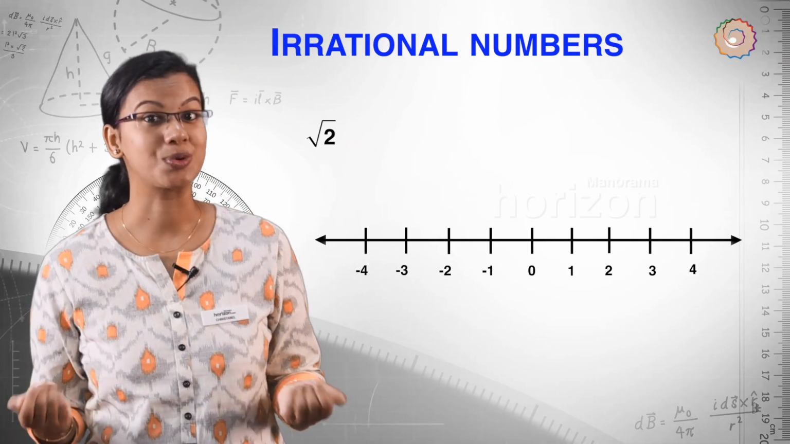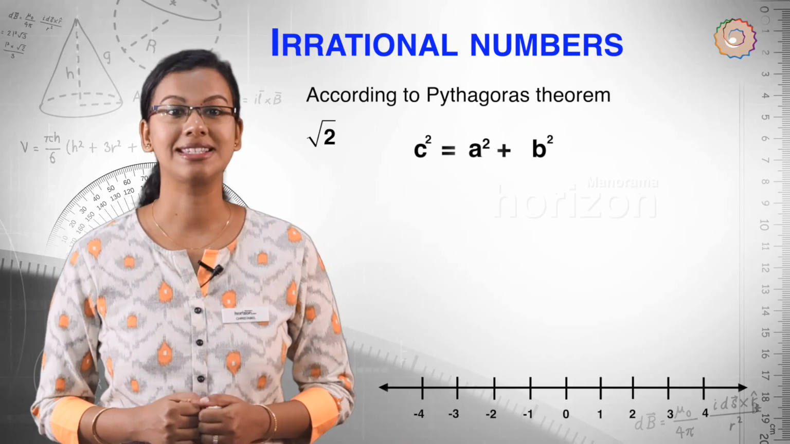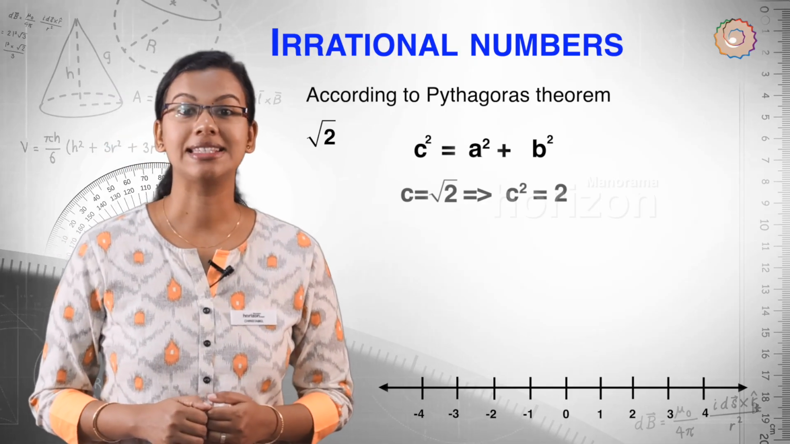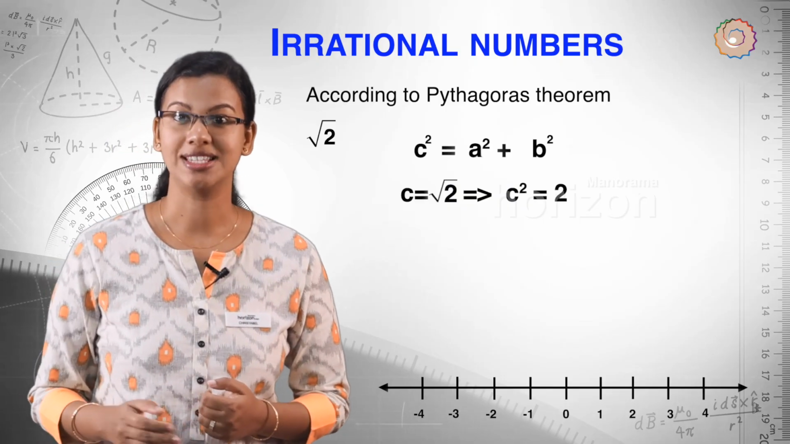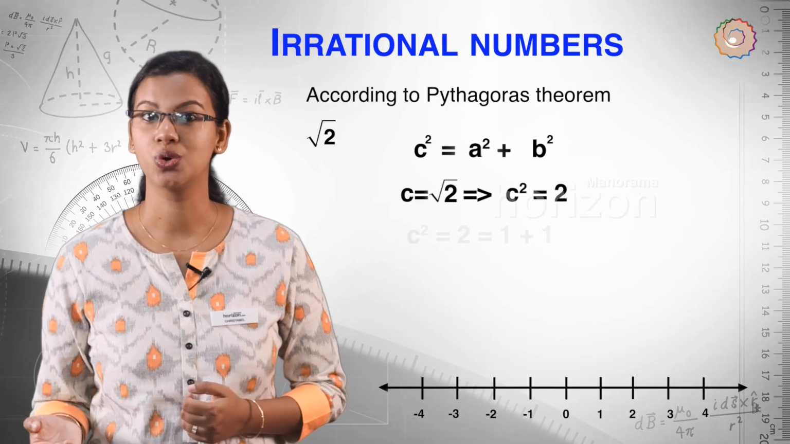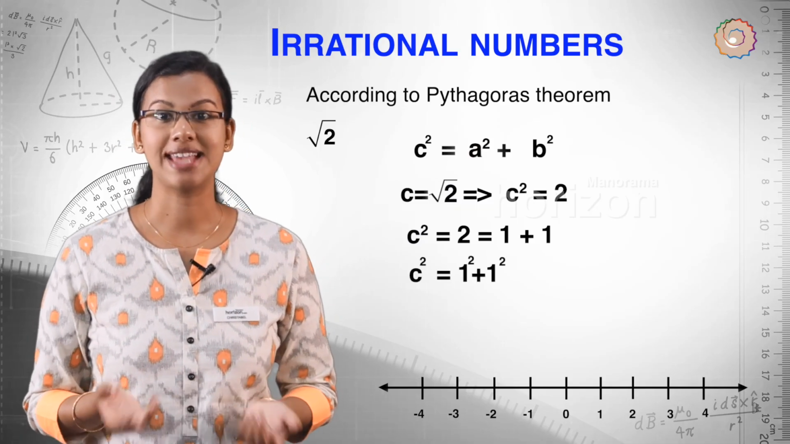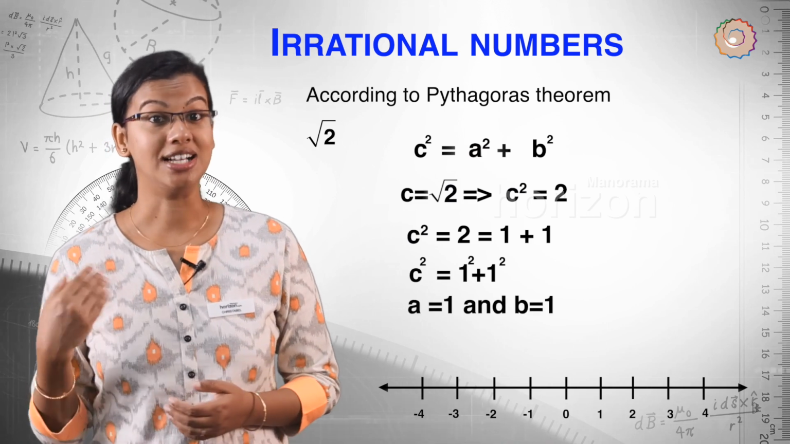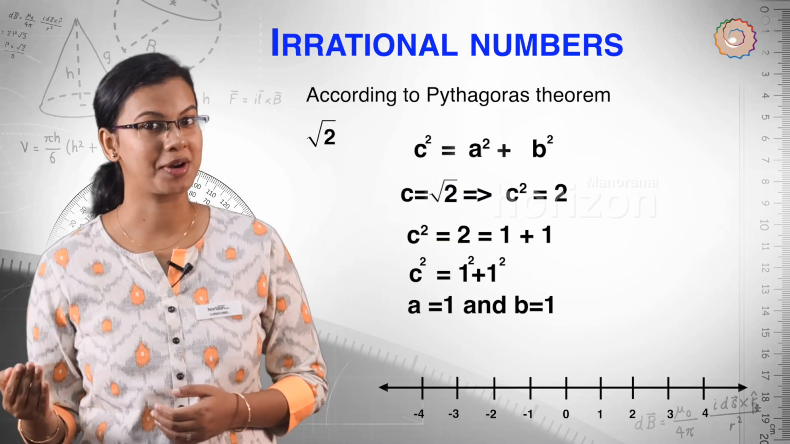So, let's locate root 2 on the number line. According to Pythagoras theorem, c square equals a square plus b square. Let's see, the hypotenuse is equal to root 2. So, c square will be equal to 2, which can be written as 1 plus 1, which is the same as 1 square plus 1 square. So, the lengths of the other two sides are a equals 1 and b equals 1.